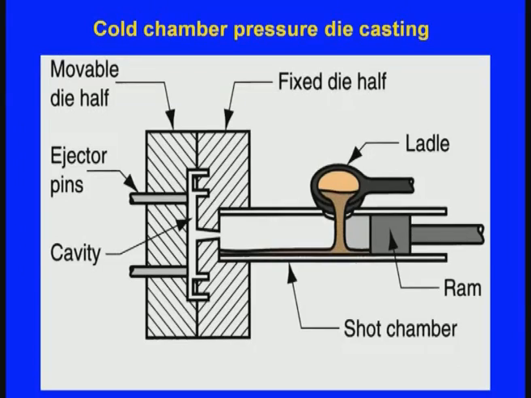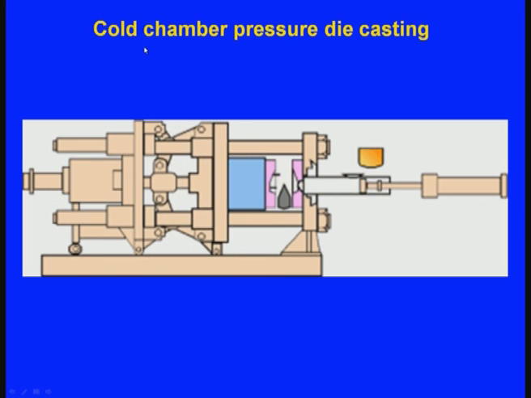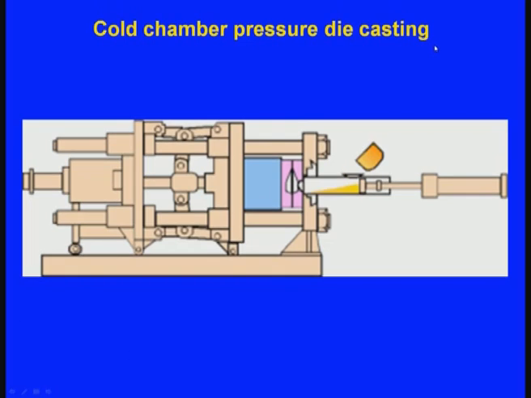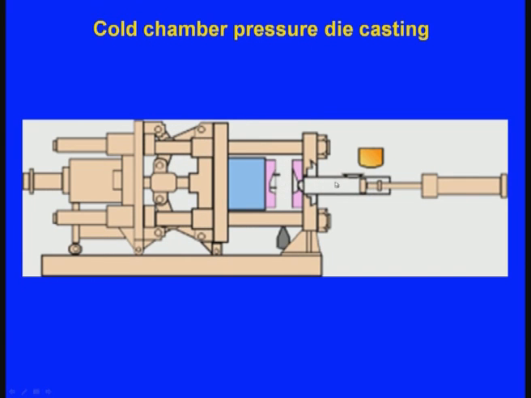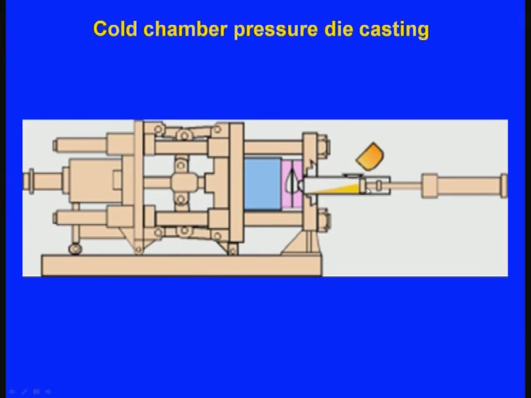And here we can see the animation of the cold chamber pressure die casting process. This is one die, the fixed die, and this is the movable die. This is the cylindrical chamber in which molten metal is being poured. And this is the ram or the piston, which exerts pressure inside these two dies. There it solidifies and the casting will be taken out.